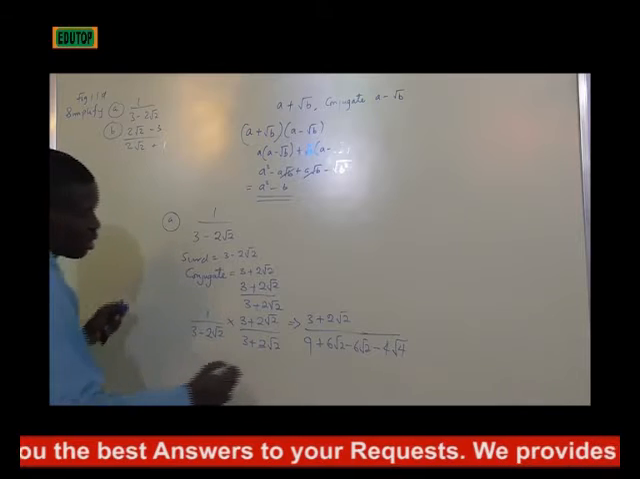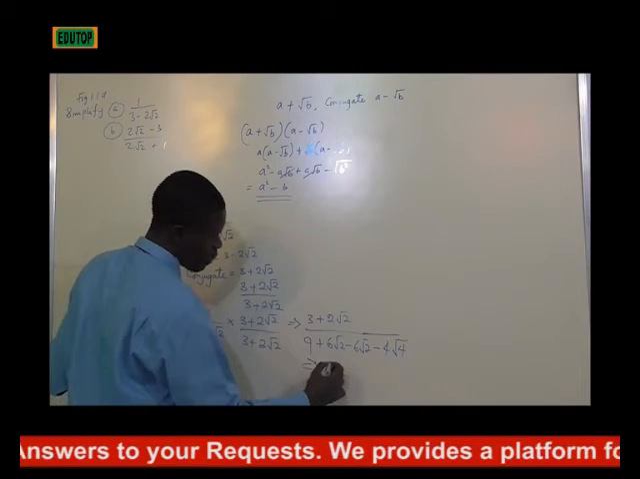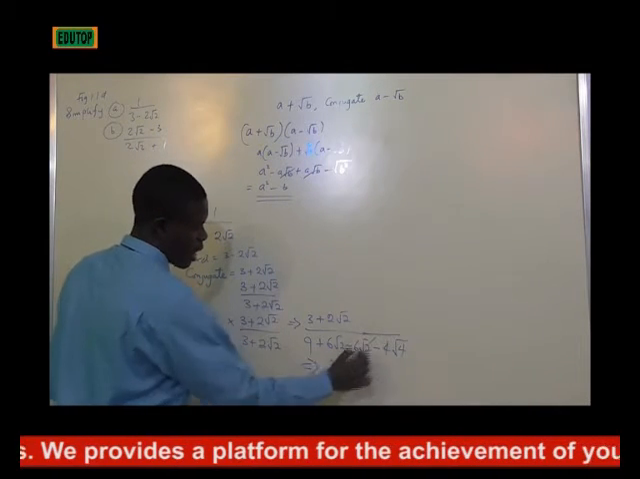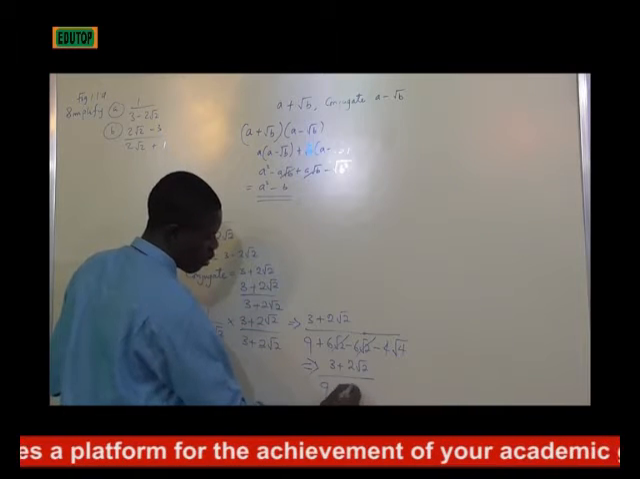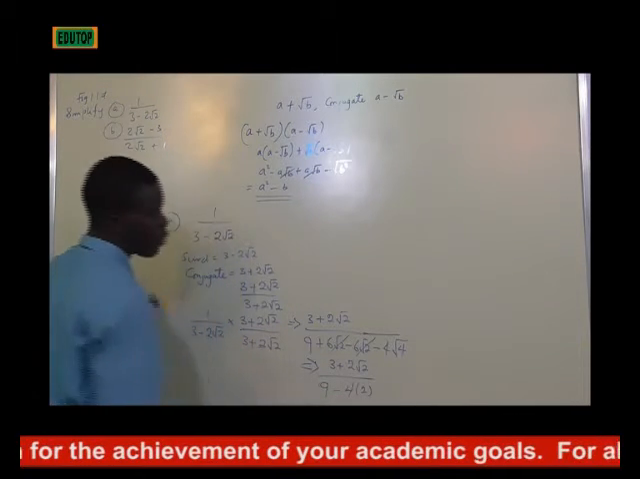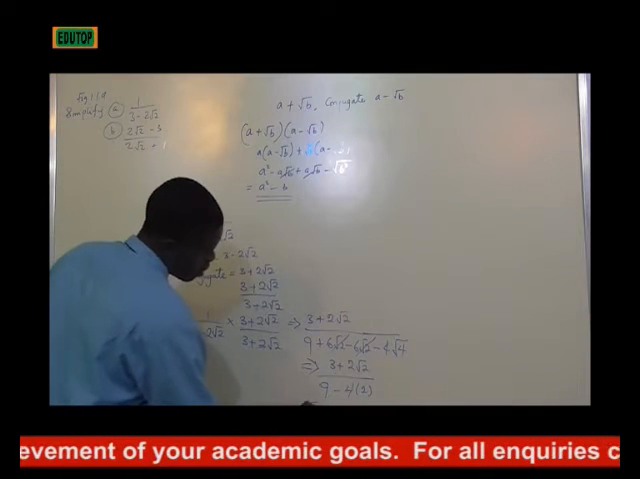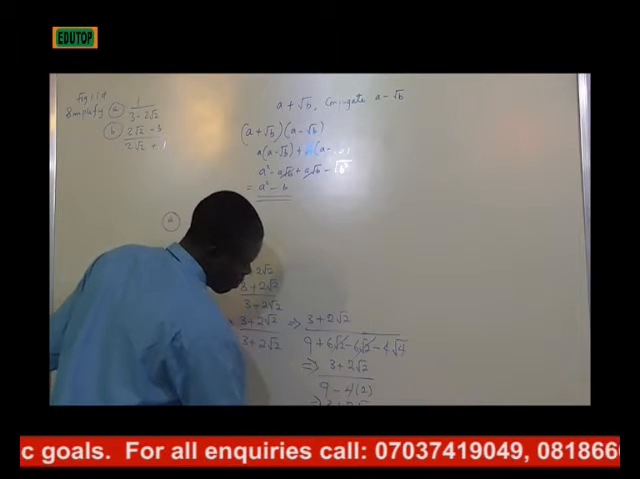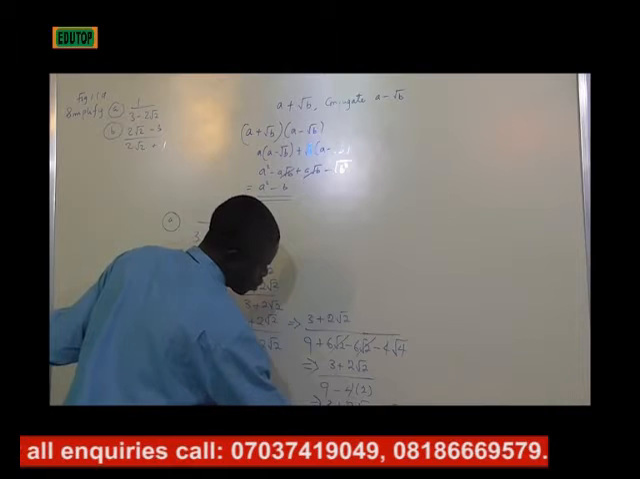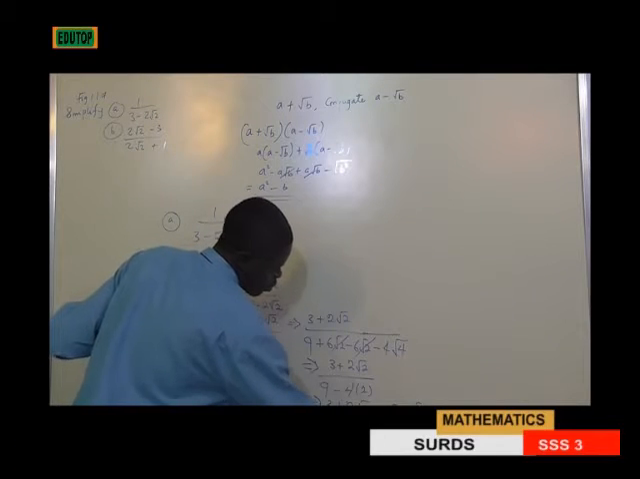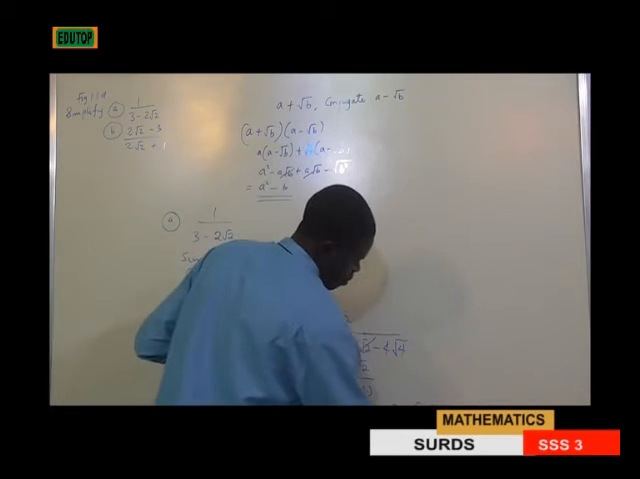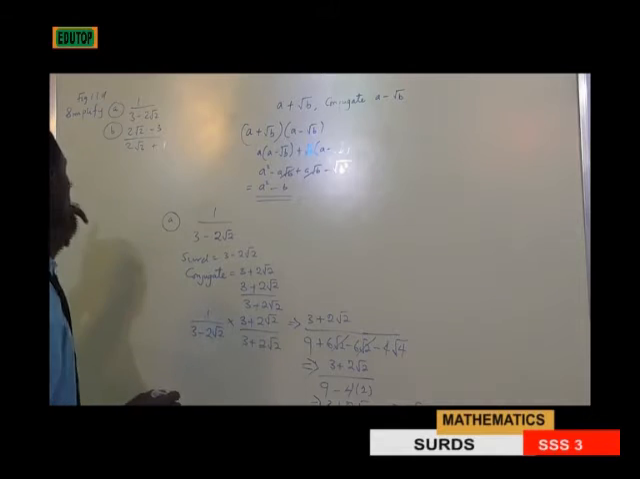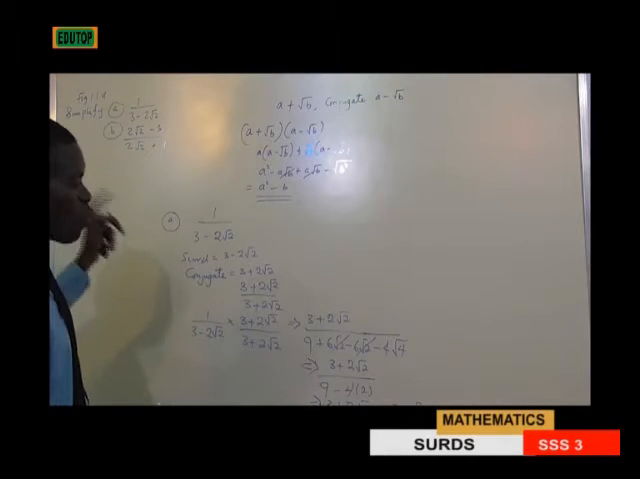Then if we move on here and simplify this, we have 3 plus 2 root 2 over 9. This can cancel this. Then we have minus 4 root 4, where root 4 is 2. So automatically we are going to have 3 plus 2 root 2 over 9 minus 8. And that will be 3 plus 2 root 2 over 1, which is equal to 3 plus 2 root 2. So that's the answer to the A part of the questions we have in figure 1.1d.